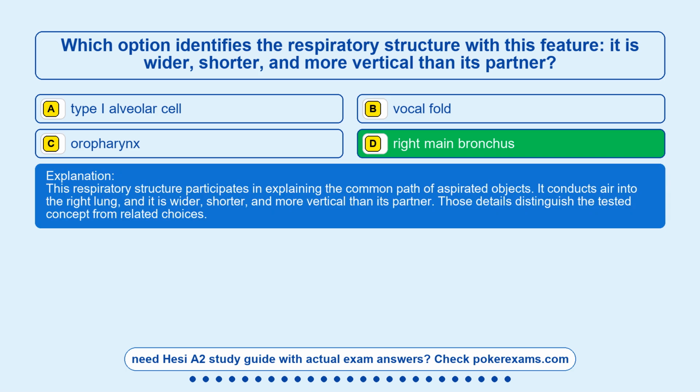This respiratory structure participates in explaining the common path of aspirated objects. It conducts air into the right lung, and it is wider, shorter, and more vertical than its partner. Those details distinguish the tested concept from related choices.